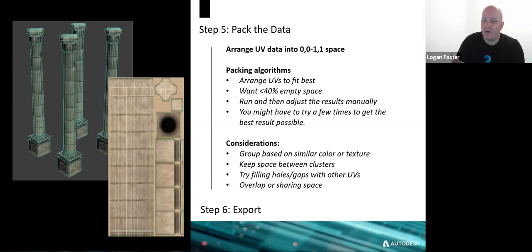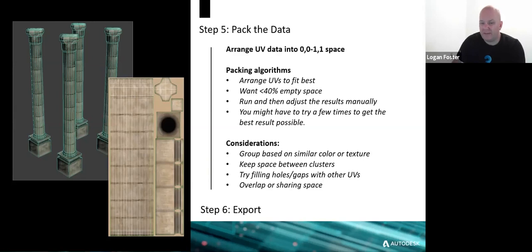What you're really aiming for when you're using one of these packing algorithms is the minimal amount of wasted or dead or empty pixel space. If you're working with an organic shape, you probably want less than 40% of empty space being used. The smaller you can get this, of course, the better it's going to be.